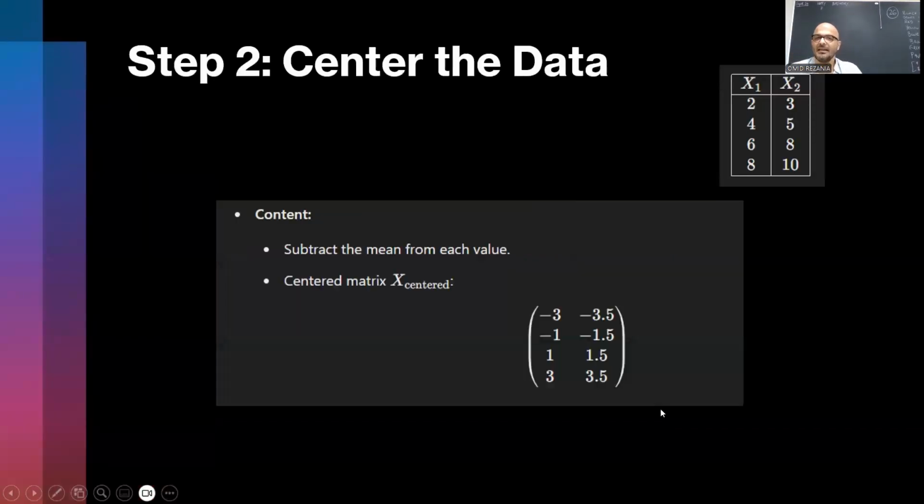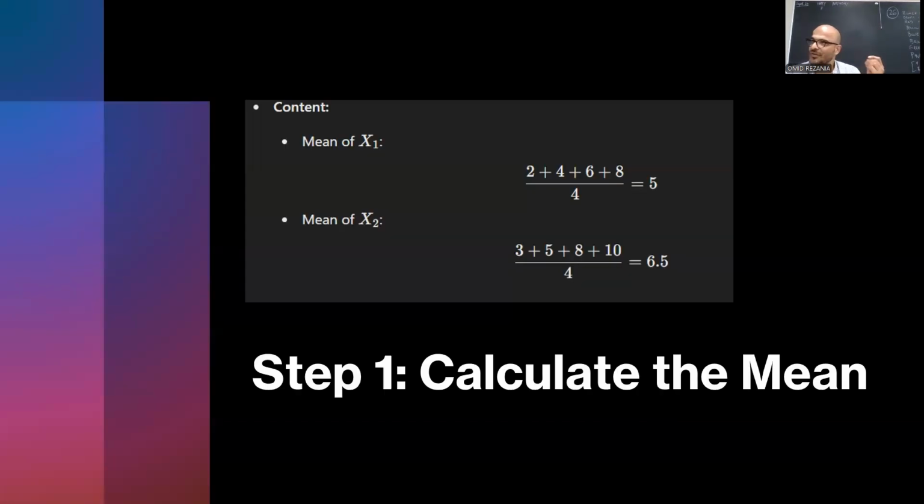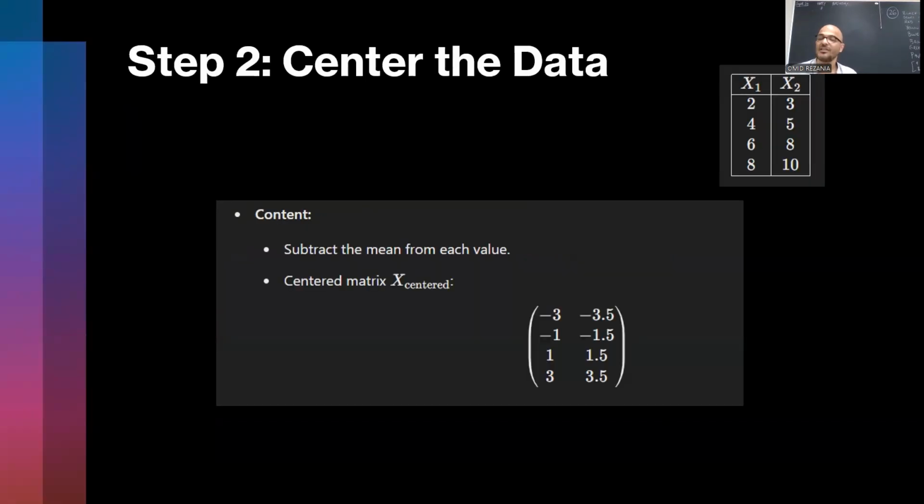Now, the next thing that I'm going to do, I'm going to come with a kind of a terminology. I say, I'm going to center the data sets which I had. What does it mean? Guys, remember, you took notes that the mean that we got for observable x1 was 5, for observable x2 was 6.5. Then I go to the next slide, which delineates step number 2, which says center the data.